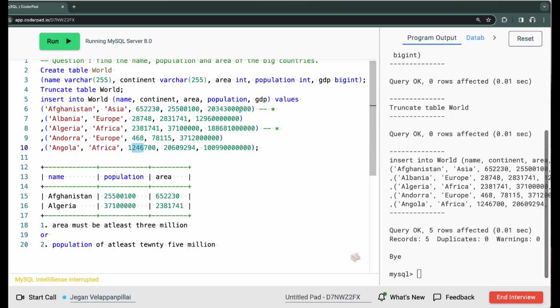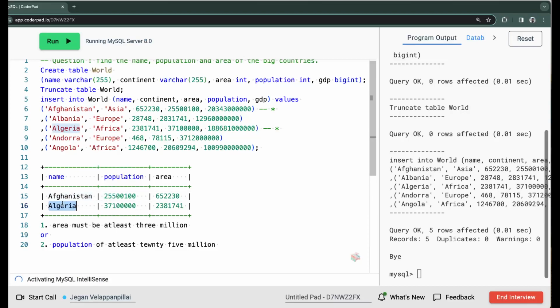So if we see here, this is a GDP, okay. So this one crosses 25 million and Algeria crosses 25 million. So others are less than 25 million. So the expected outputs are Afghanistan and Algeria.